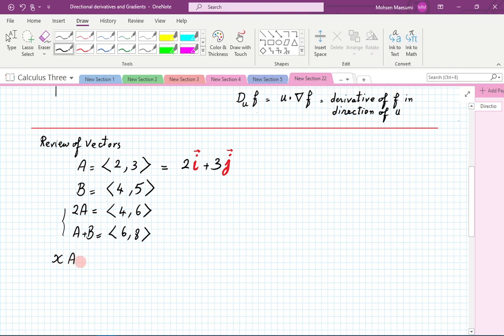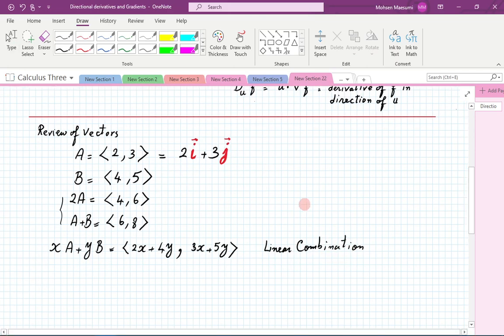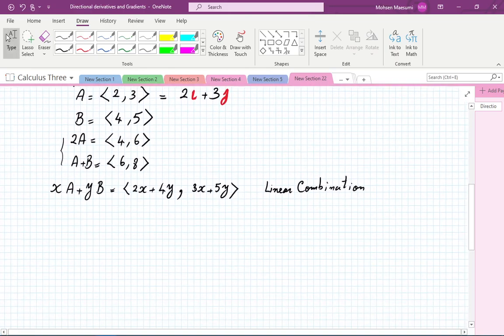linear combination. So linear combination, suppose I have these two vectors, multiply one by x, the other one by y, add them up. What do I get? So I get 2x plus 4y. So multiply this by x, multiply this by y, and add them up. Keep them separate. So 3x plus 5y. And a big name is given for this simple operation: linear combination. You see this in many places in your engineering classes. It might come under the topic of superposition.